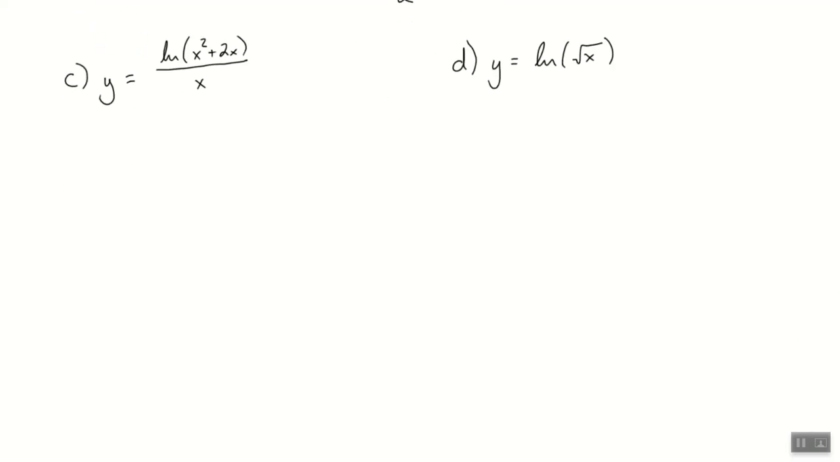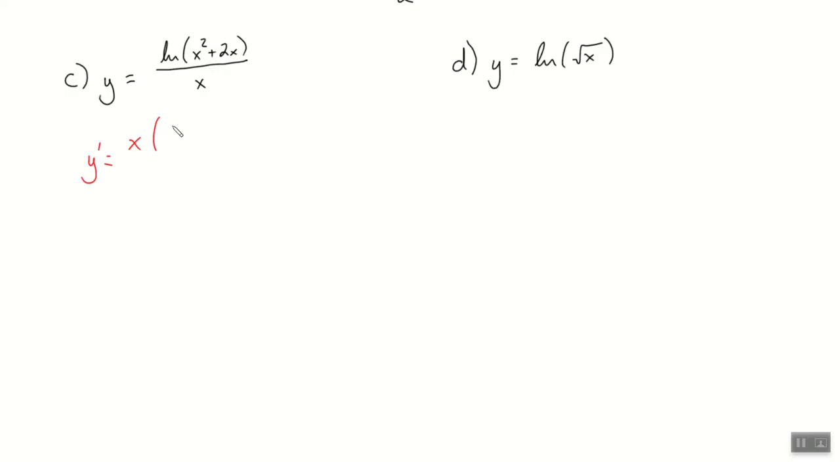I might have already given it away, but if you didn't catch what I said, what rule do we need first? Quotient. So let's knock it out. Y prime is equal to, what's low? Okay, d high is going to look ugly for a second, but I promise it's nice. How do you find the derivative of natural log of u again? u prime over u. What is u of this?